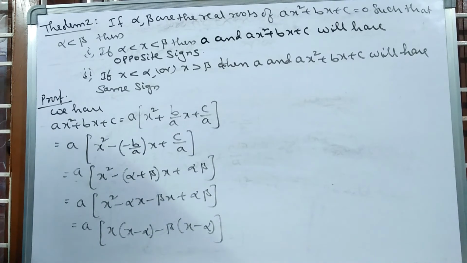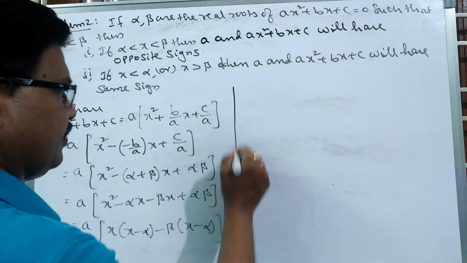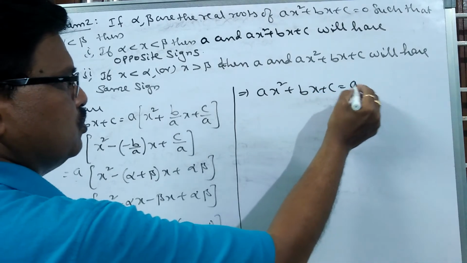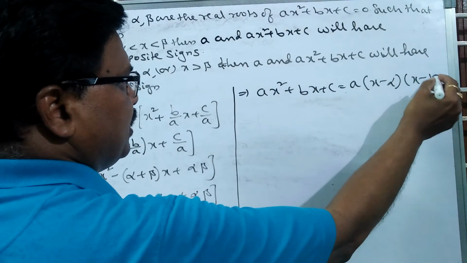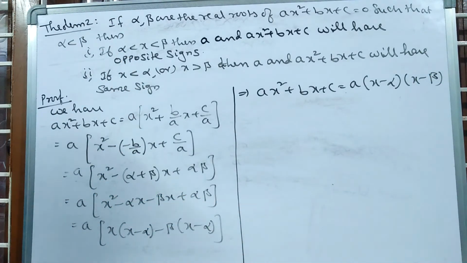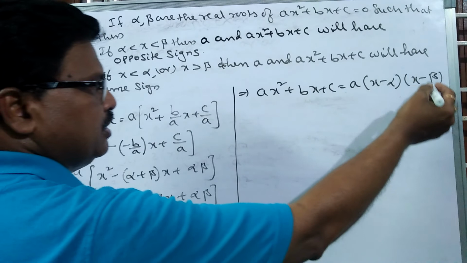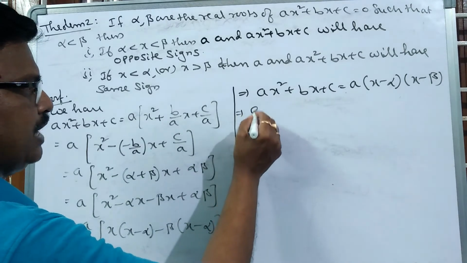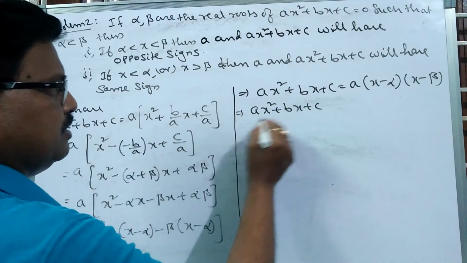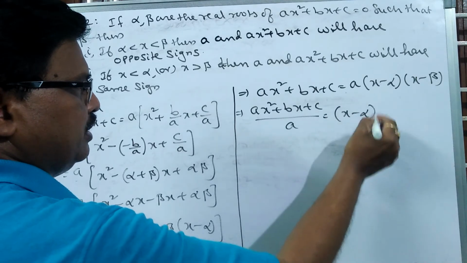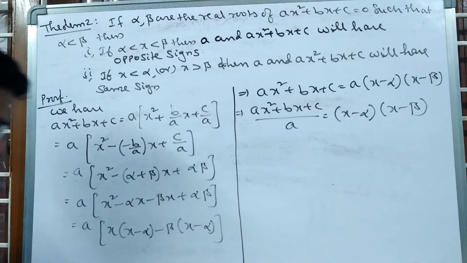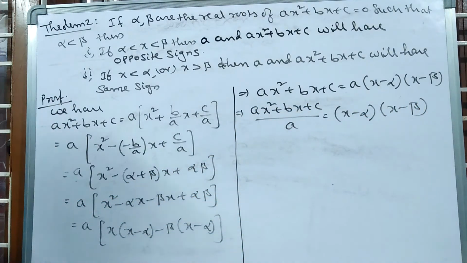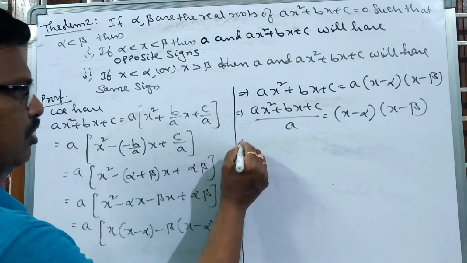That means finally what we can write is ax square plus bx plus c is equal to a into x minus alpha into x minus beta. Try to remember this relation. Ax square plus bx plus c is always equal to a into x minus alpha into x minus beta, where alpha, beta are the roots of this equation. That implies ax square plus bx plus c by a is equal to x minus alpha into x minus beta. That means the value of ax square plus bx plus c by a totally depends upon x minus alpha into x minus beta. Here now I am taking the first case.